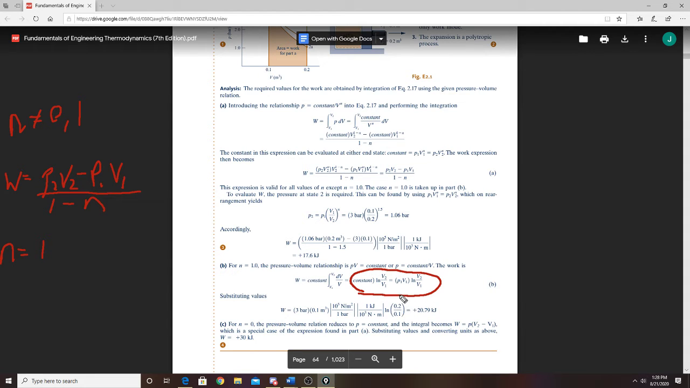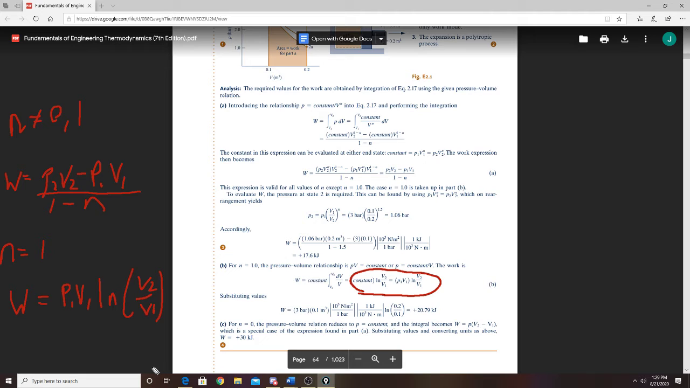This is what you need to remember. It's the same exact thing, except they did it with logarithms, or natural logs. So work is equal to P1 V1 ln of V2 over V1. Basically, these are the shortcuts to these questions when you have to find the work for a polytropic process.